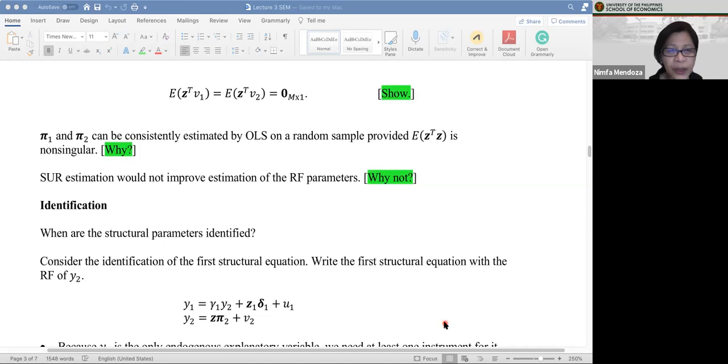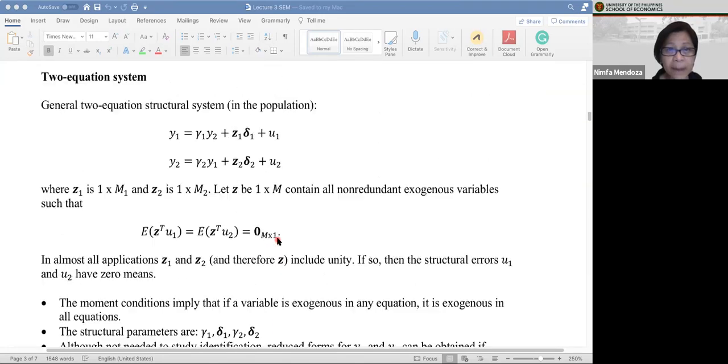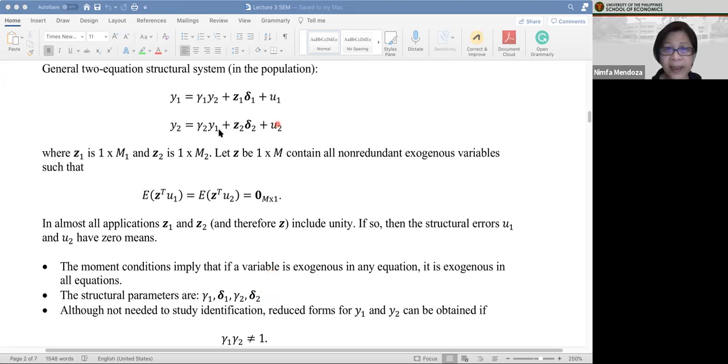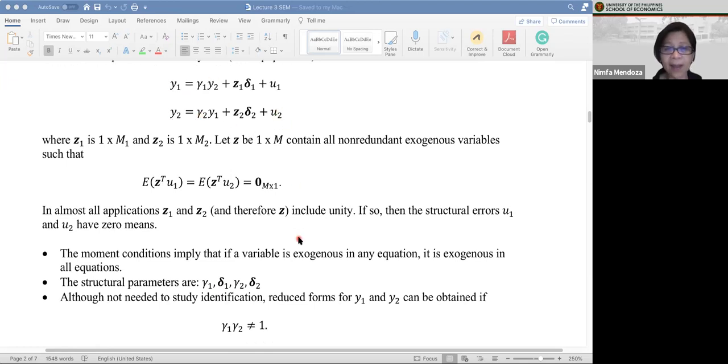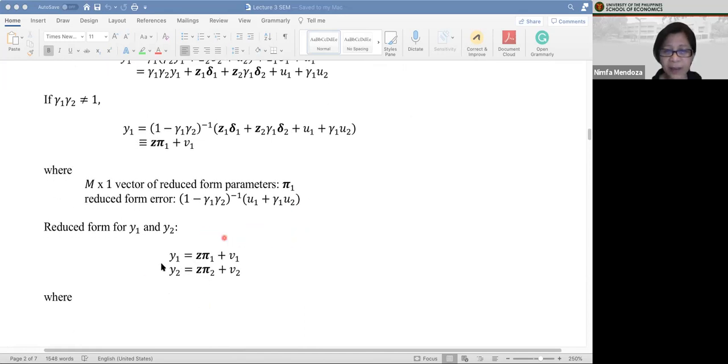Let's go back to the question of identification, wherein we ask, when are the structural parameters identified? That is, if the structural parameters are not identified, then we cannot estimate the structural parameters. The structural parameters being these ones, okay? We're interested in the structural equations, not in the reduced form equations, okay?